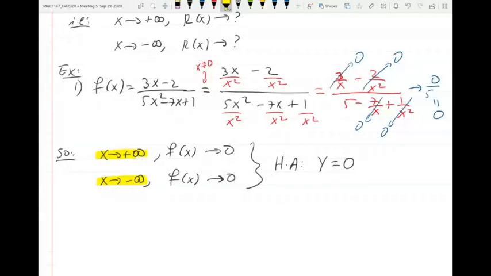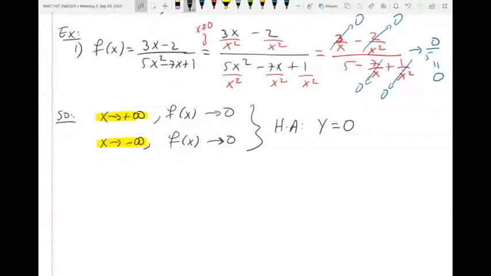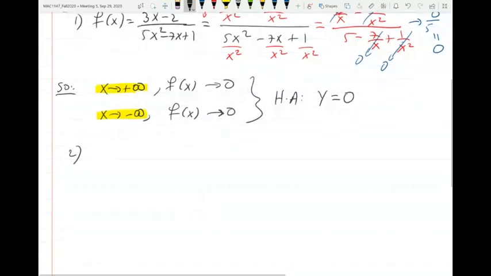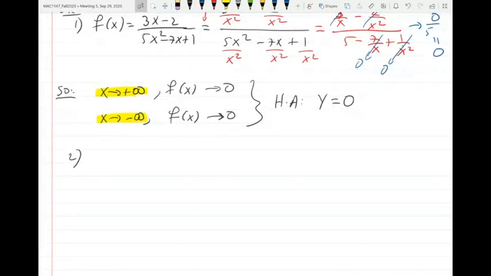Okay, and again, the bottom line is what your classmate said earlier: whenever we have a function like this, if the degree of the top is less than the bottom, that's it. This will always happen. So you're going to have y equals 0 as the horizontal asymptote. That's one of the conclusions that we're going to draw once we're done with these examples. Okay, let's keep going.